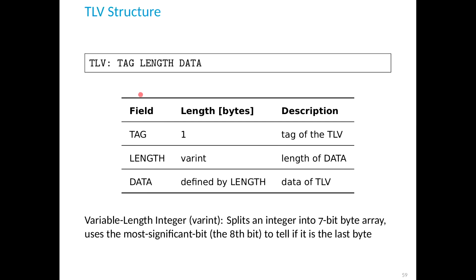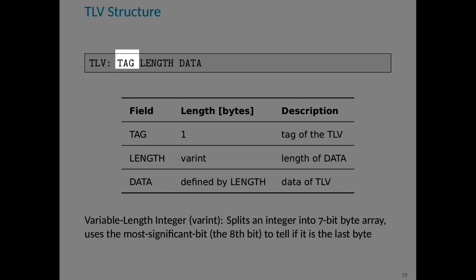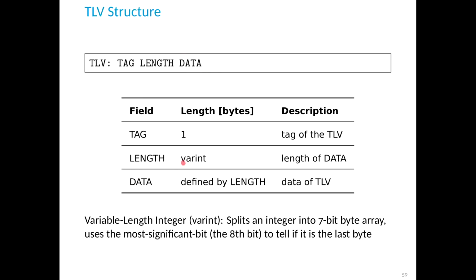So here you can see the structure of the TLVs. As I said, a command can have one or multiple TLVs, and each TLV has a tag, a length, and a data. The length specifies how long the data is, and the length is a variable integer. So if the most significant bit is set, it uses 1 byte more for the length. Otherwise, it's using 1 byte.